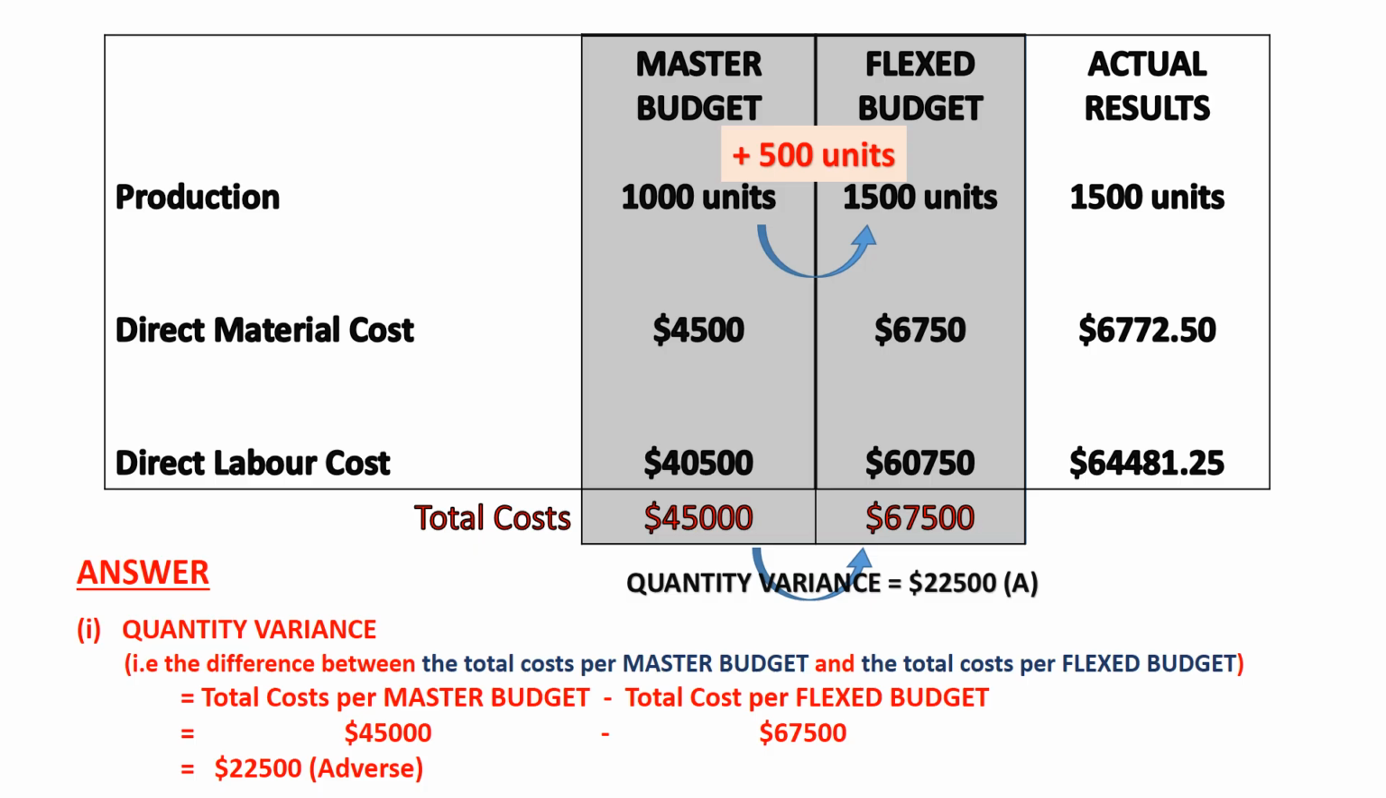Well, you therefore mean that the quantity variance is equal to the total costs as per the master budget, minus the total costs as per the flexed budget. Okay, so $45,000 minus $67,500 is equal to negative $22,500. Therefore, it is $22,500 adverse, because the total costs have increased.